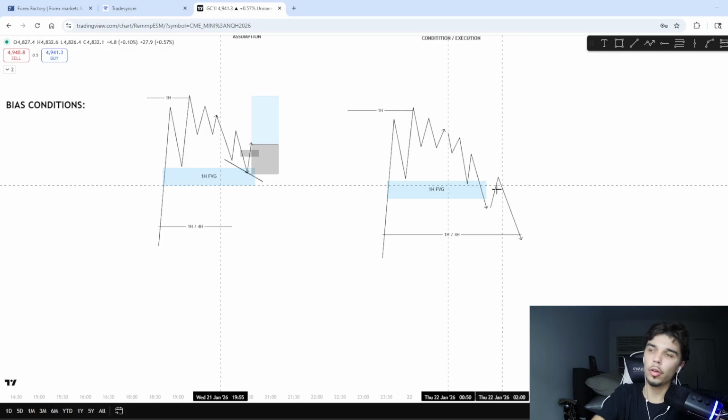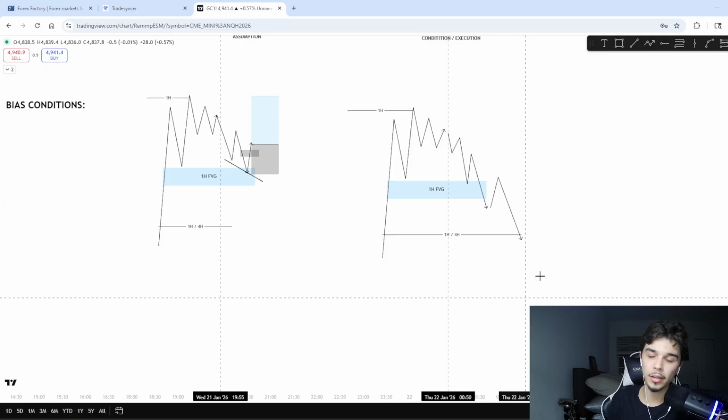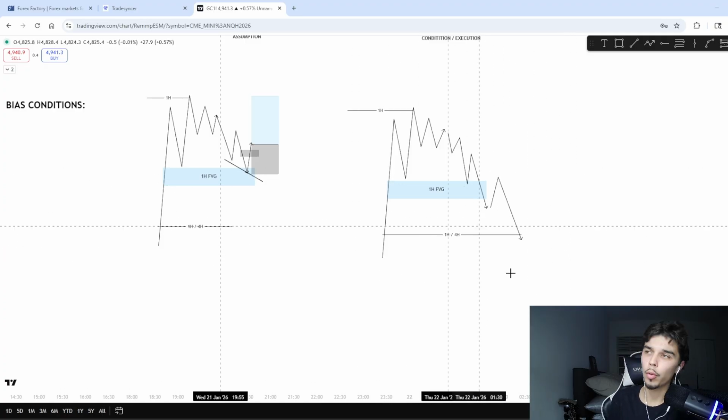Okay, this is no longer our condition because we just took out our narrative, right? That condition helped us push price towards our next higher time frame narrative. We then come and take it out. Boom. That condition is now over with. We're now looking for a different condition.